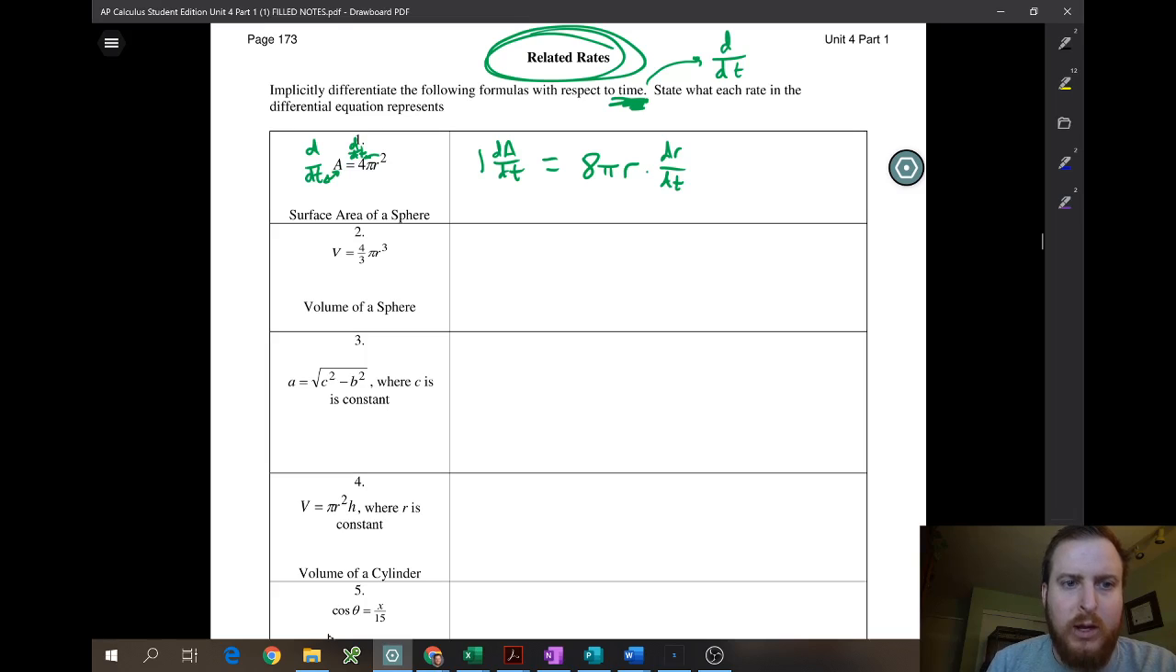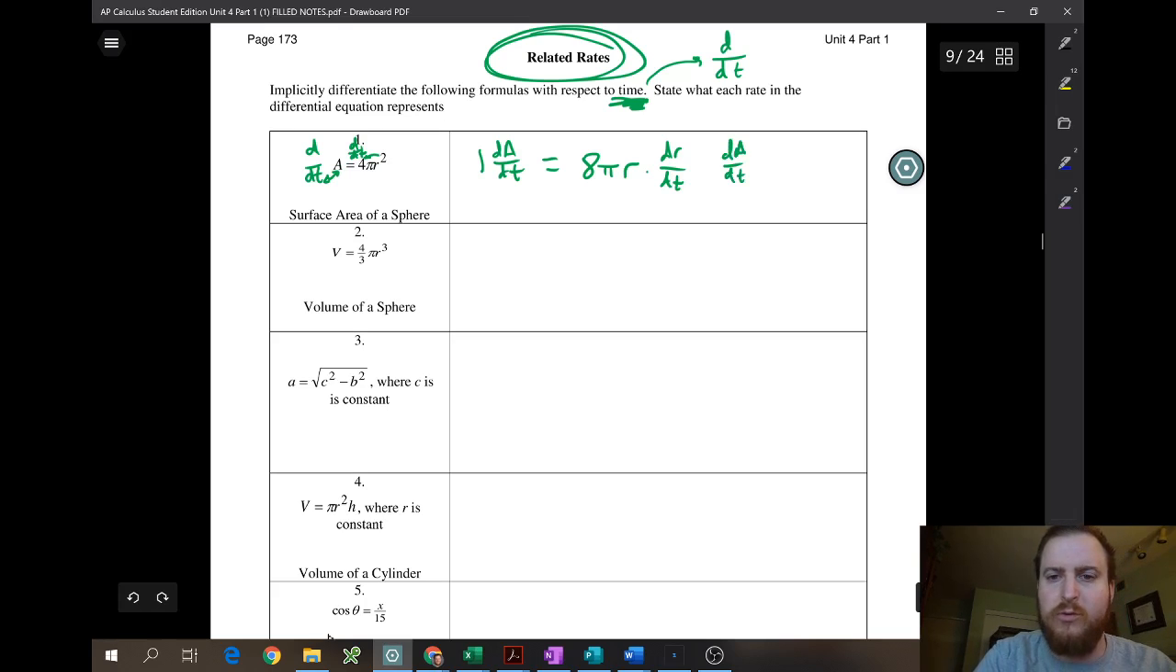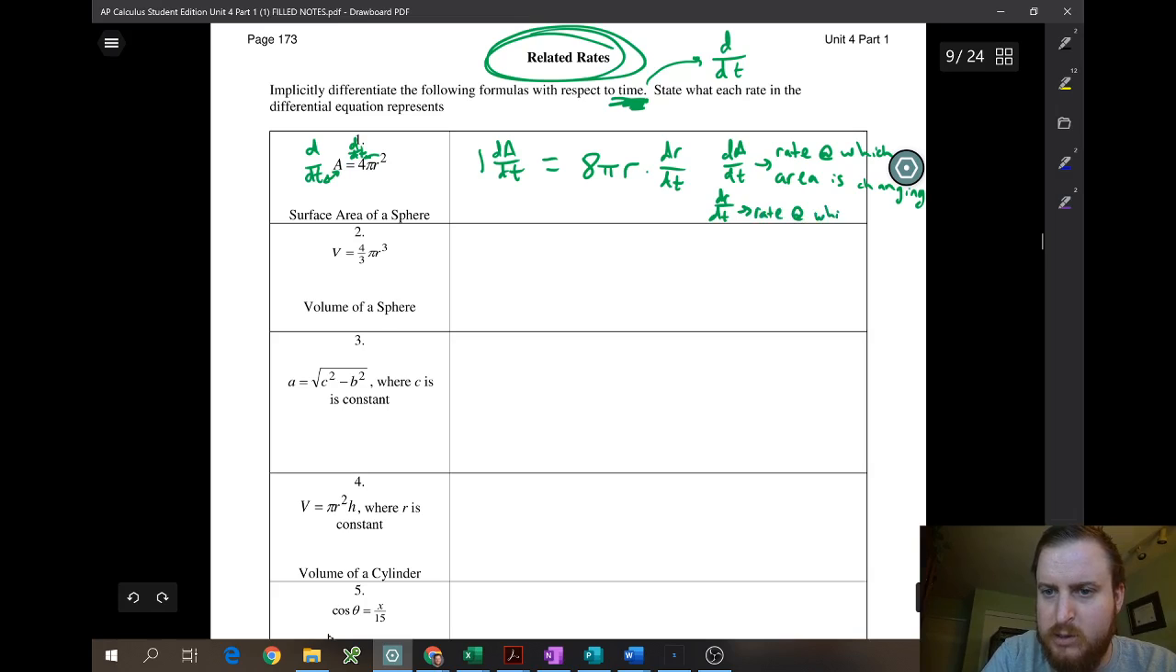So state what this equation means. State what each rate means. dA dt is essentially the rate at which the area is changing per time. And dr dt will be the same thing. It's the rate at which the radius is changing.